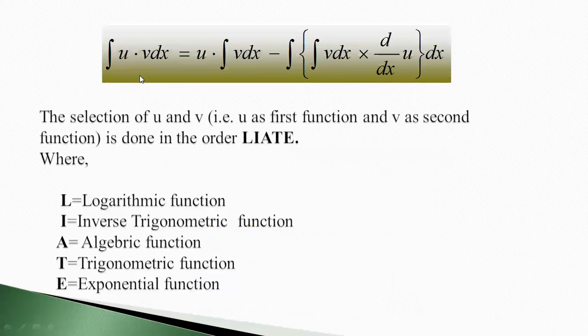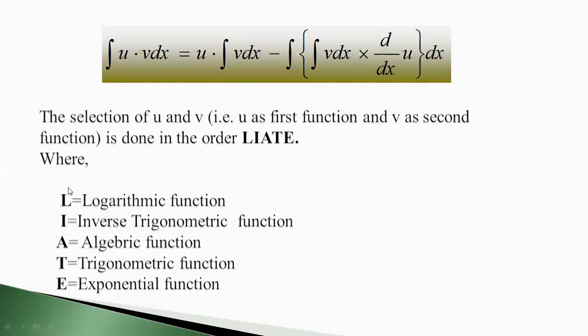Note that to find the integration of u into v dx, the first step is that we have to select the first function u and the second function v as per the LIATE rule. That means the selection of u as the first function and v as the second function is done in the order of the LIATE rule.